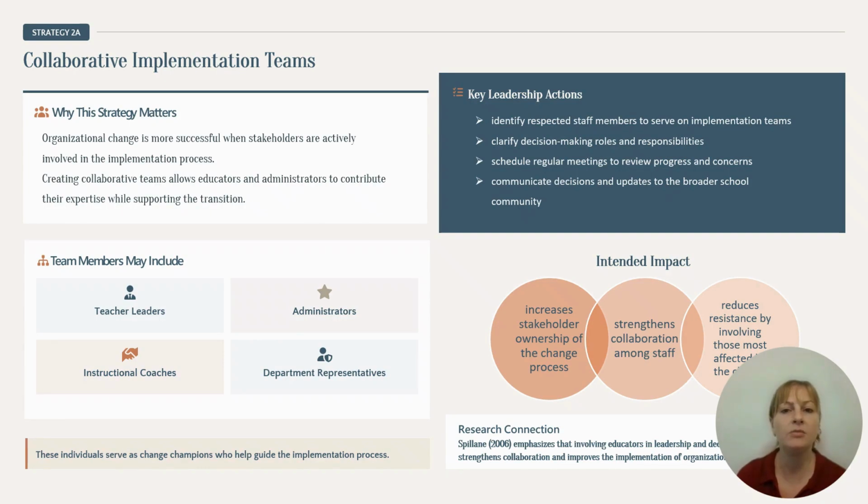For example, they may help develop scheduling adjustments, coordinate grade level collaboration, or identify challenges that arise as the changes are implemented. In addition to supporting implementation, these teams also help strengthen communication between leadership and staff. Team members can share concerns from their colleagues while also communicating updates and decisions back to the broader school community. Research on distributed leadership supports this approach. Spillane emphasizes that involving educators in leadership and decision-making processes strengthens collaboration and improves the success of organizational change initiatives.